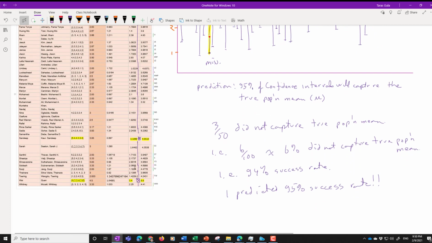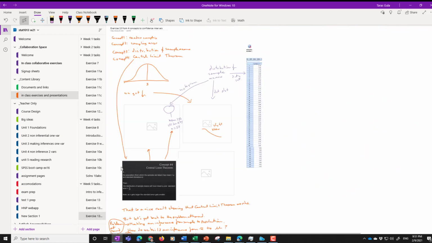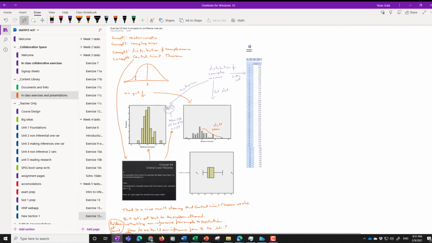The prediction was that 95% of the confidence intervals will capture the true population mean in our case, which means 5% will miss. I didn't recount them, so I don't know if we actually had exactly that, but I think we did, or it's very close. So we had 6%. That's an estimate. So it was very close to 5% as predicted by the central limit theorem. So let's go through those again.